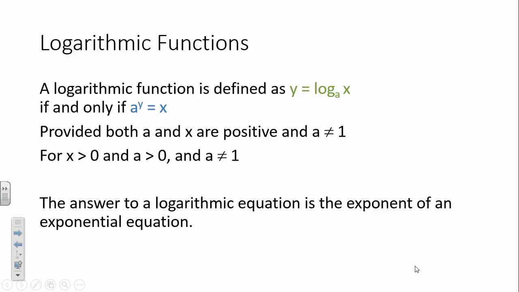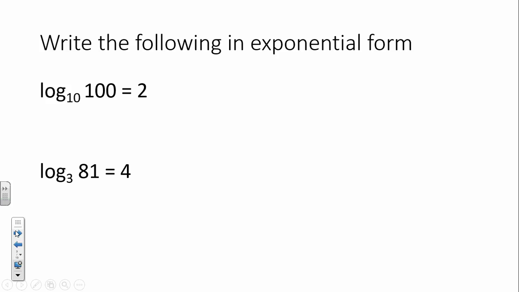All right, so first thing, we want to write these in exponential form. Our first example says log base 10 of 100 equals 2. It's a true statement. And so we want to convert from logarithmic to exponential. You always start with your base. What's our base here? 10. So we say 10 to the answer, the second, is equal to 100. 10 squared is 100.